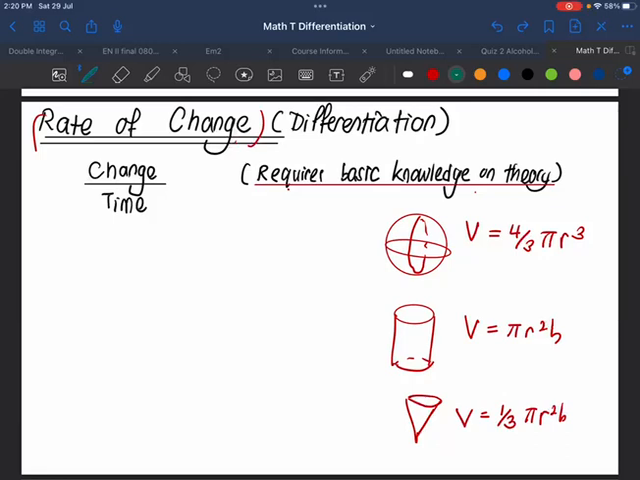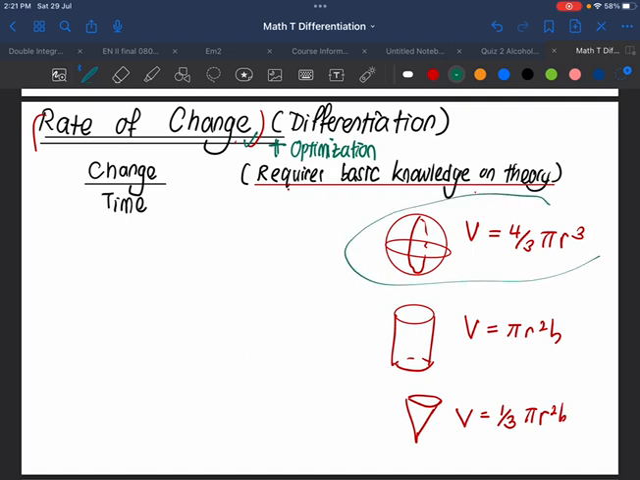So in this video, I will explain about the rate of change in differentiation topics. In previous topics, we already learned the theory of optimization. In this video, I will explain about the rate of change, and the STPM question usually comes out with rate of change questions. It adds on the optimization process in the questions. Alright. So in rate of change, it requires you to have a basic understanding of the theory.